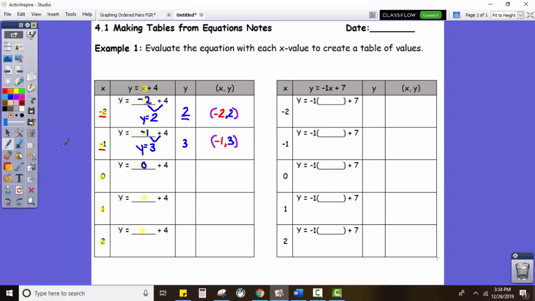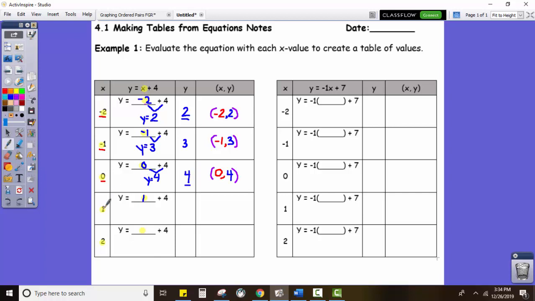Okay, for 0, plug in 0 for x. So 0 plus 4 is 4. So the y equals 4. I'm going to record that on my y column. For my ordered pair, I plugged in 0, so that's x. I got out 4. 0, comma 4.